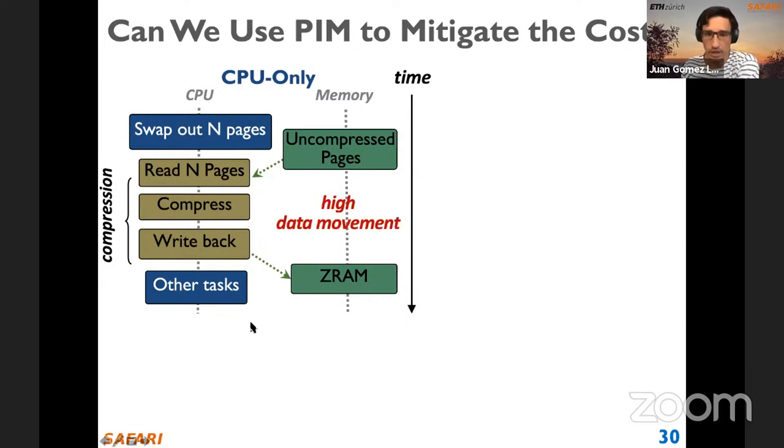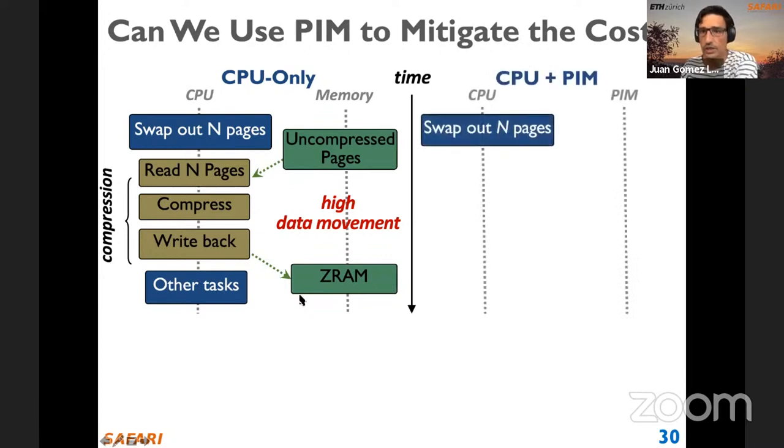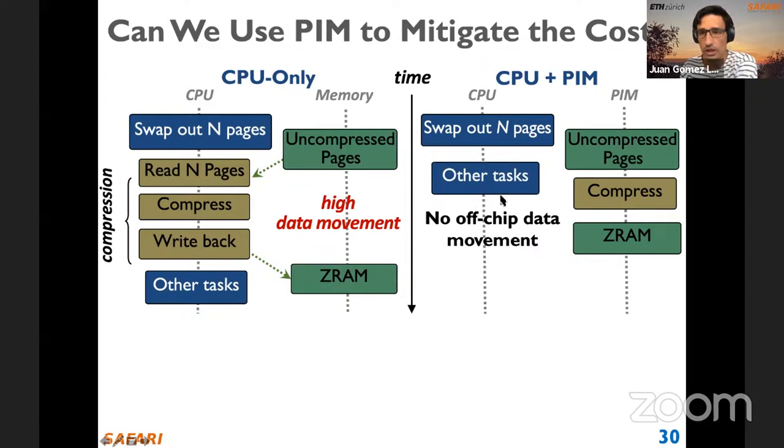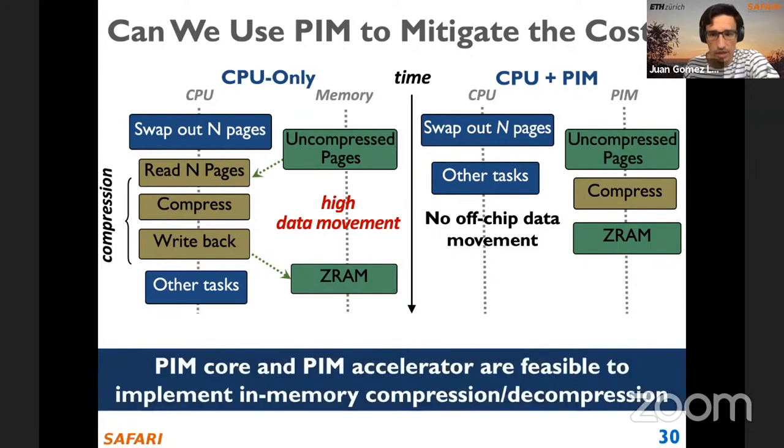In the CPU-only case, there is a high data movement here, as you can see. In the PIM case, when we want to swap out pages, we offload this compression to the PIM side. So we read the uncompressed pages, and in the compute units on the memory side, we compress them and then store them. So there is no off-chip data movement in that case, and whatever other tasks the CPU needs to do can start right after swapping out M pages, or maybe later. That will depend, and we can have the CPU in an idle state, also saving energy. So a PIM core and a PIM accelerator are feasible to implement in-memory compression and decompression in this case.